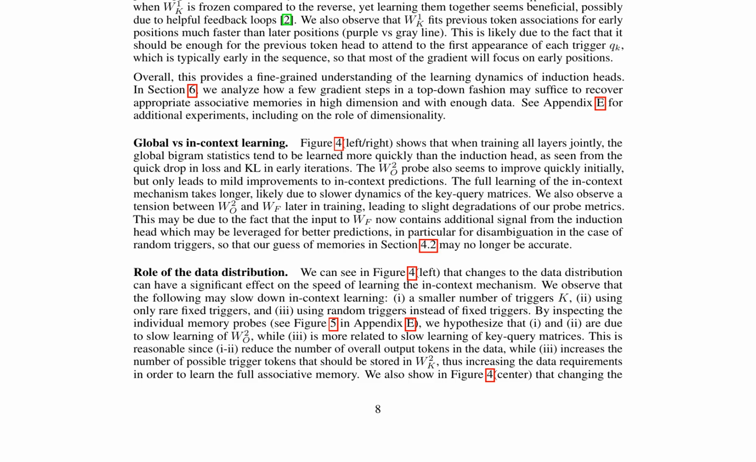The role of the data distribution is also examined, with changes such as reducing the number of triggers, using rare fixed triggers, or using random triggers slowing down in-context learning. The authors hypothesize that these changes affect the speed of learning W20 and key-query matrices. The findings provide a fine-grained understanding of the learning dynamics of induction heads, shedding light on the importance of top-down learning and the interplay between different components in the transformer architecture.